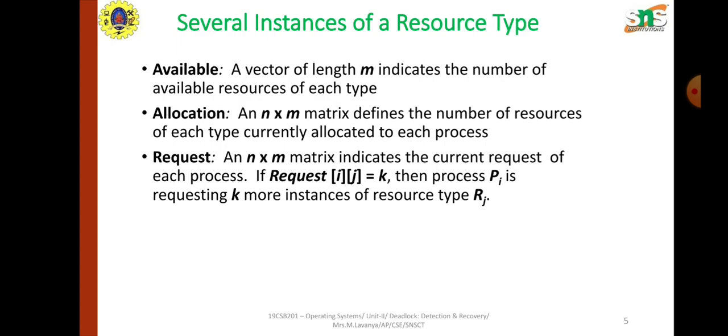As said, available is the total number of resources which are available for each resource type. It is denoted by M. And allocation is the allocation matrix we have already seen. It is the current total resources allocated to each process. Allocation is represented by n cross m, whereas request is the additional number of resource instances requested by the process, indicated by the request matrix n cross m.